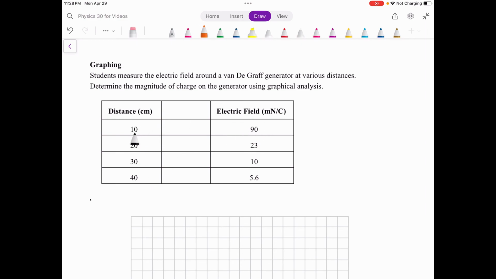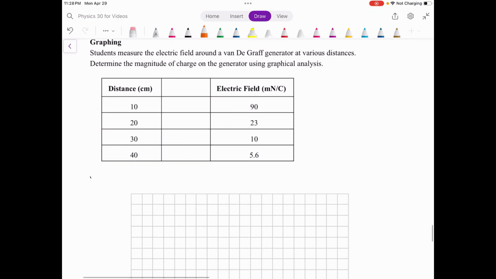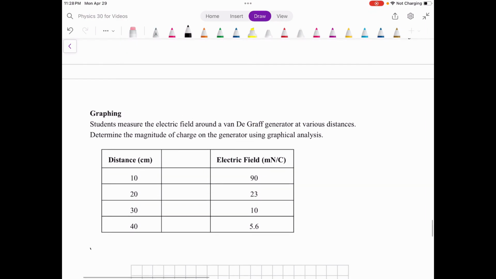So when they were 10 centimeters away from the generator, it was 90 millinewtons per coulomb. 20 centimeters away, 23 millinewtons per coulomb. Okay, so that's their data there. Now, let's just think about this first, right? Whenever we're sketching a graph, we've got to decide what goes on our x-axis and what goes on our y-axis. The x-axis should always be the manipulated or independent variable, right? The thing that we changed, okay?